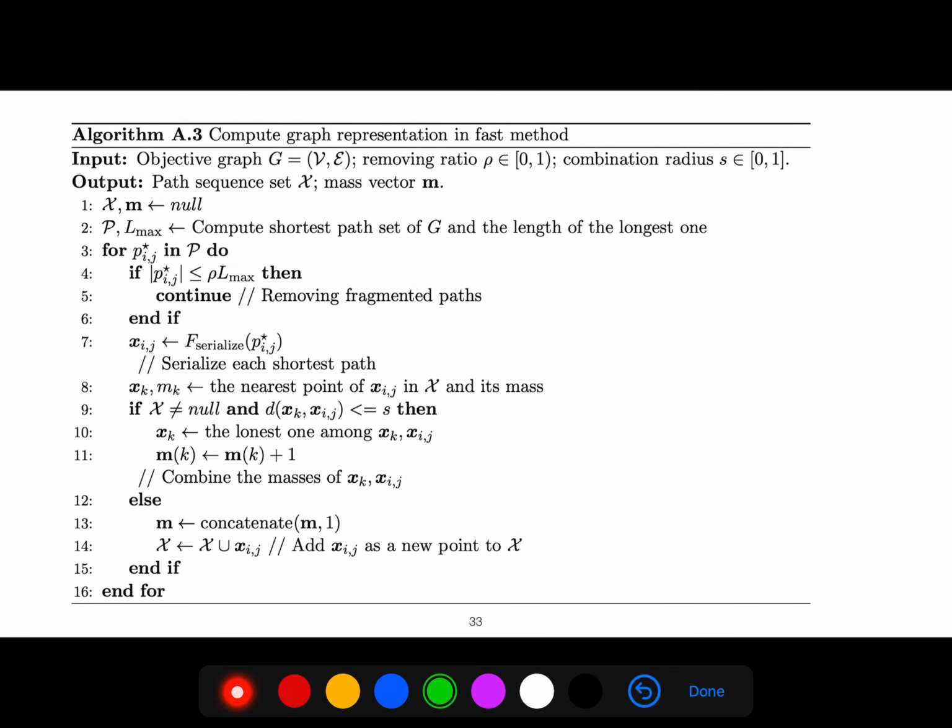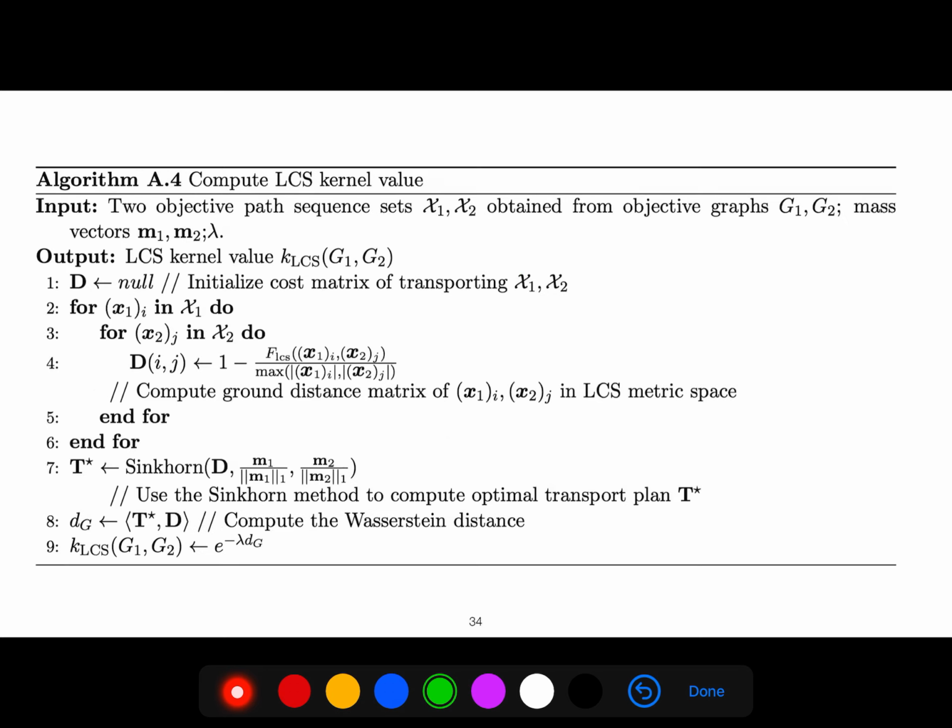So this is the algorithm for computing graph representation in a fast method. Also computing the LCS kernel value, where we compute the ground distance matrix in the LCS metric space, and we use the Sinkhorn method to compute the optimal transport. This Sinkhorn method, we use it in many papers in optimal transport.